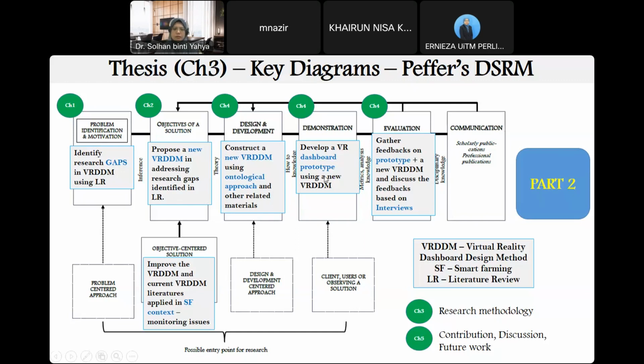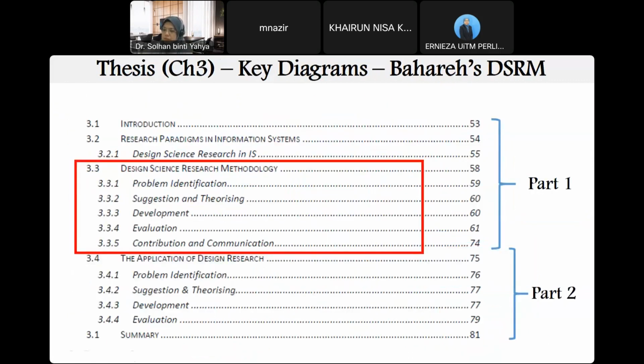Okay, the prototype is also an artifact that comes out of this work. The main artifact is a VRDM. The subsequent artifact is his virtual reality dashboard prototype using his proposed VRDM. And then for the evaluation, they use feedback on the prototype plus the new VRDM and discuss the feedback based on the interviews, right? So then the communication, right? So this is part 2 of the chapter 3 ontology, all right?